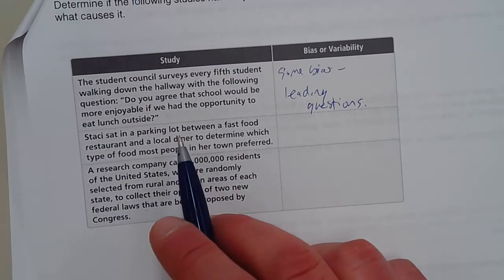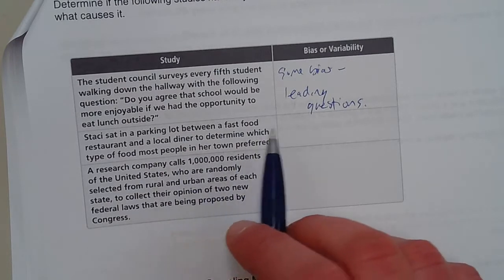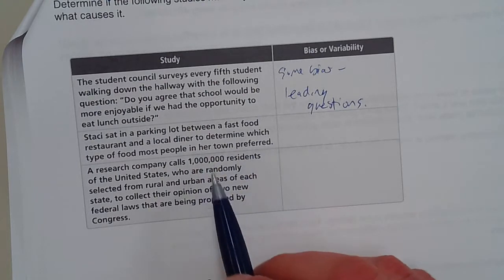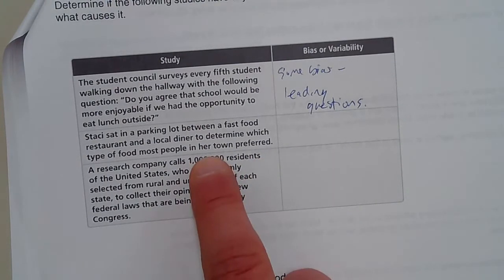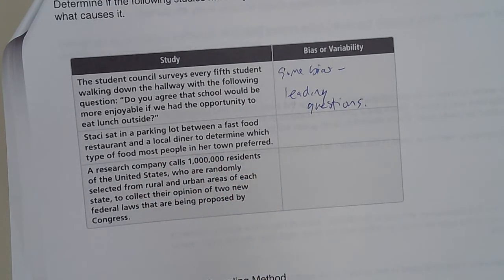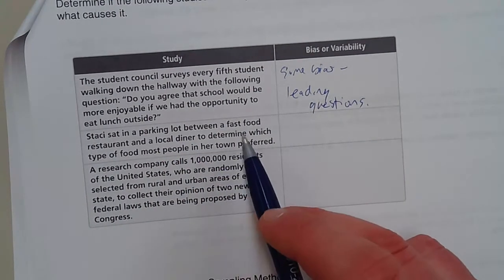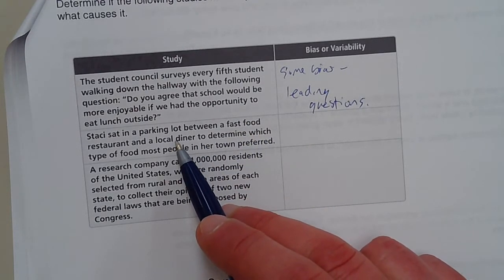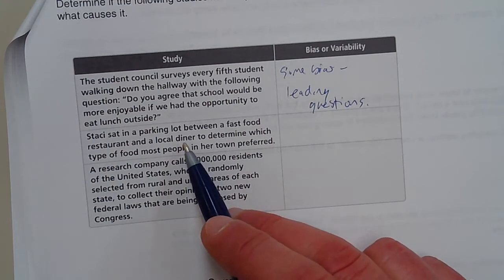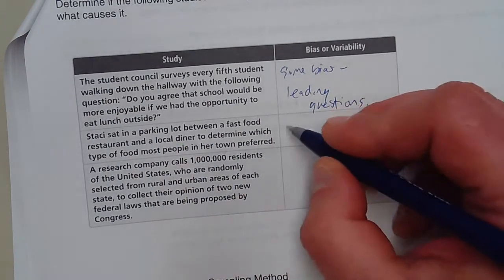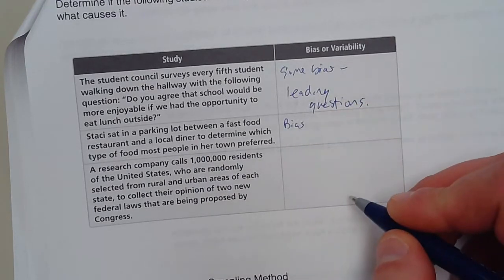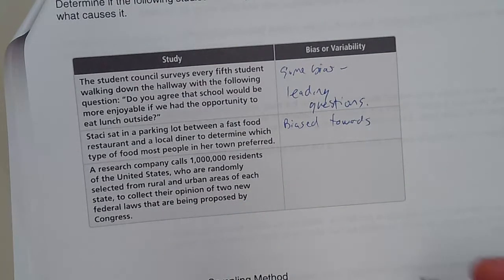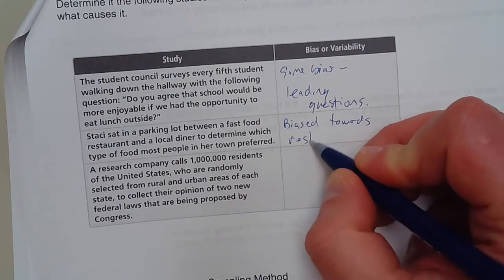This says, Stacy sat in a parking lot between a fast food restaurant and a local diner to determine which type of food most people in her town preferred. So she sat between a fast food and a diner and asked people, hey, what kind of food do you like? Her intention's good. She's trying to figure out what type of food is preferred in her town. Her issue is, though, where she's at. She's only going to get people that are going to a fast food and a local diner. She's missing out on people who would cook at home, people who went to the grocery store. She's only getting people that went to these restaurants. So this is biased in who she's choosing. I would say this is biased towards anybody that's going to a restaurant, so we'll say towards restaurant goers.